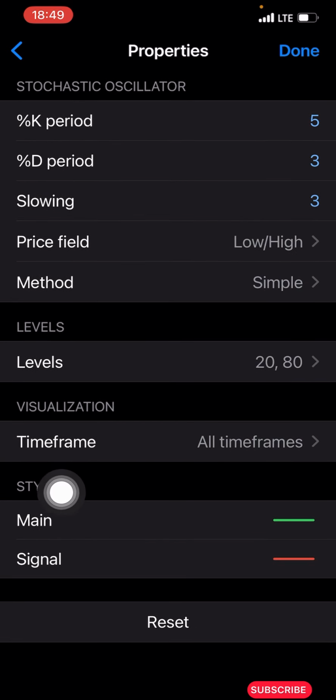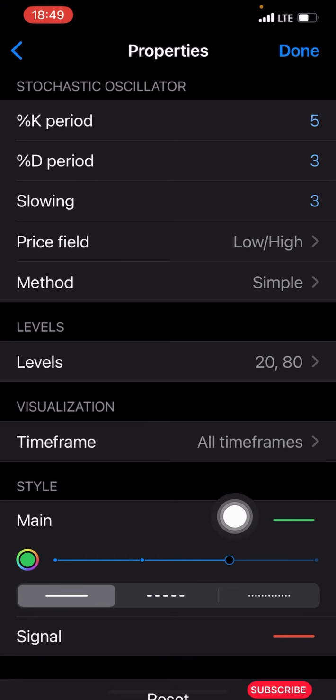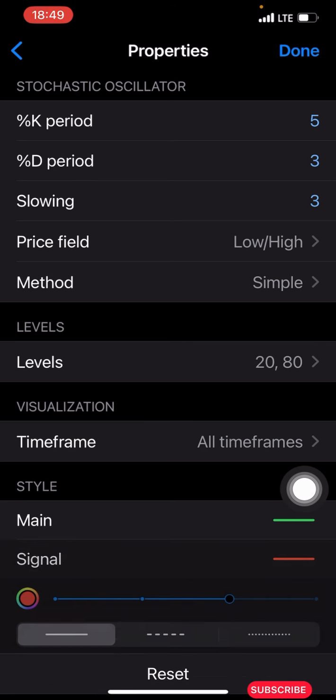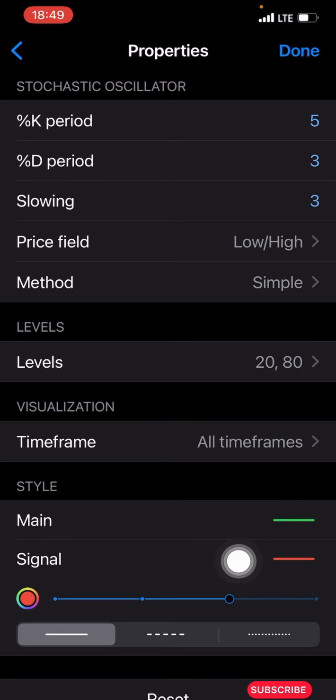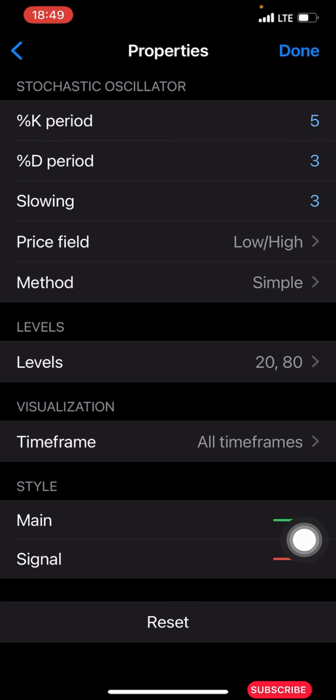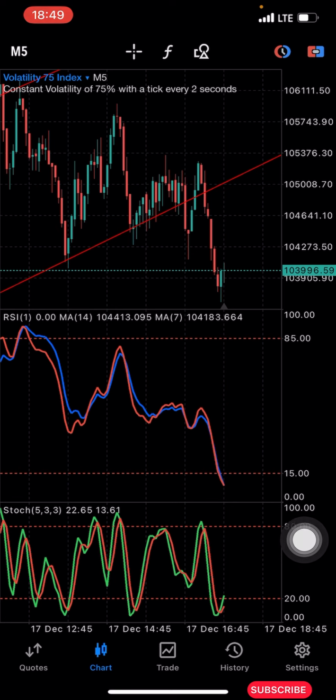Under the style here, you make the main color green, and the signal color red, 3 pixel for both of them. After that, you click on done. You are going to have a setting like this once you have done everything I have just instructed. After that, the next thing is to explain how the strategy works.